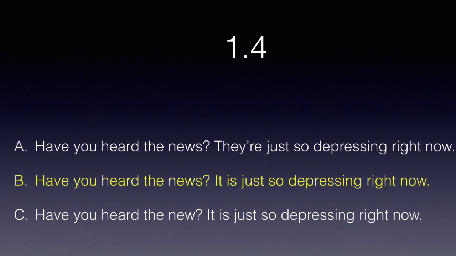People are often confused by news, because it has an S on the end, it looks like a plural. Of course, in German you can say eine Nachricht, viele Nachrichten, okay? But we can't. So news behaves like a singular uncountable noun, because that's what it is. Have you heard the news? It is so depressing. Okay, it's never plural.